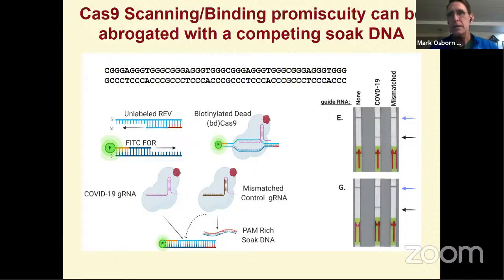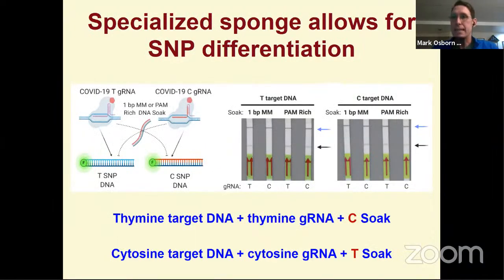And then when we added this competing sponge DNA decoy, it drove specificity solely to the target guide RNA that was matched perfectly for the DNA amplicon. So by adding this sponge or soak DNA, it prevented this nonspecific scanning activity and allowed us to achieve specificity. Overall, this allowed us to detect it in a robust fashion where we could generate a PCR product and then interrogate it with Cas9 that's biotinylated in the presence of this decoy that drives specificity toward the target molecule, and allowed us to robustly detect SARS-CoV-2 nucleic acid templates.